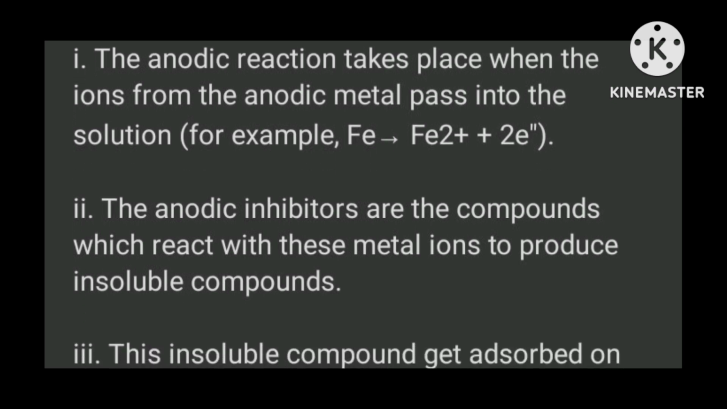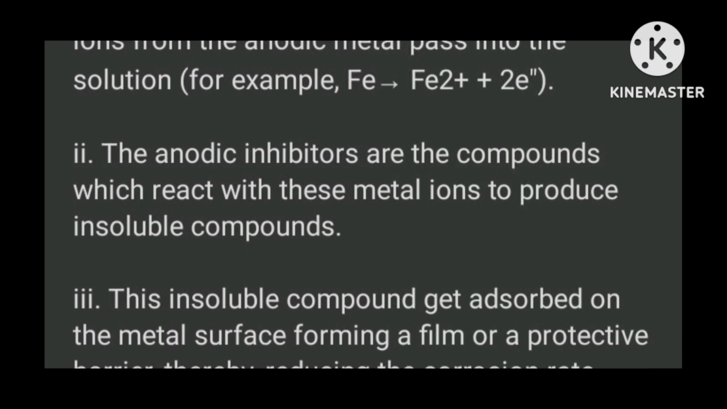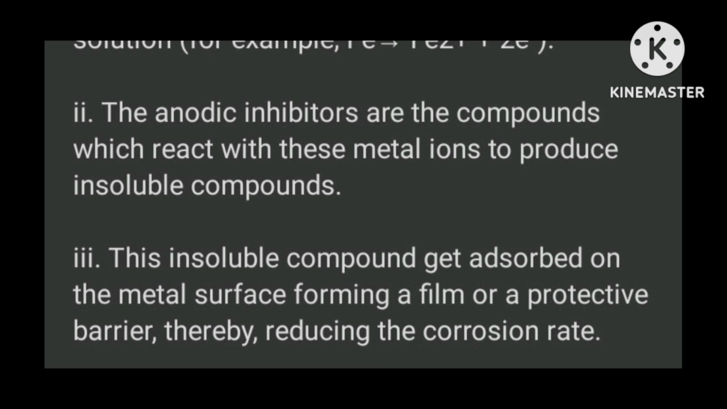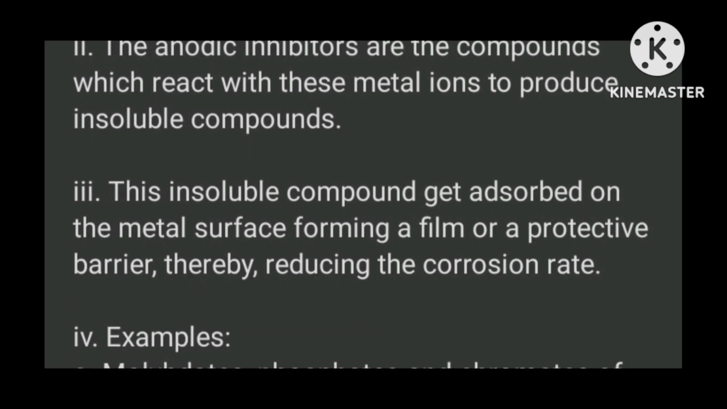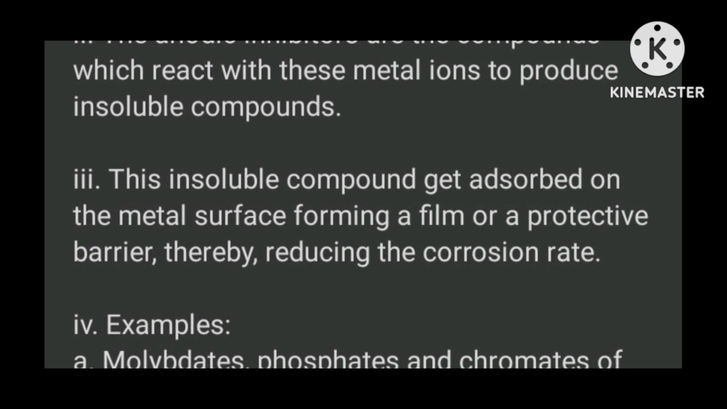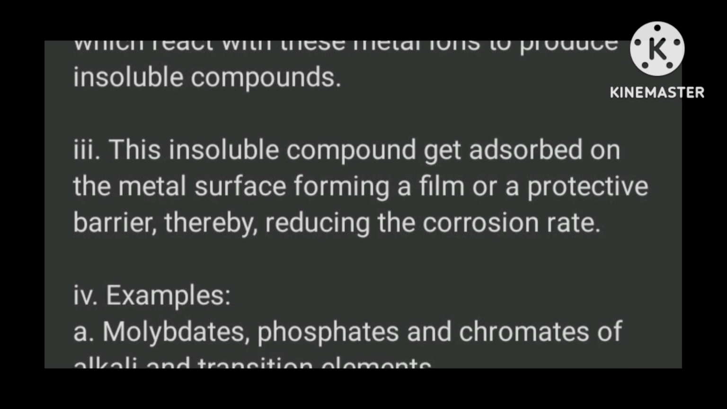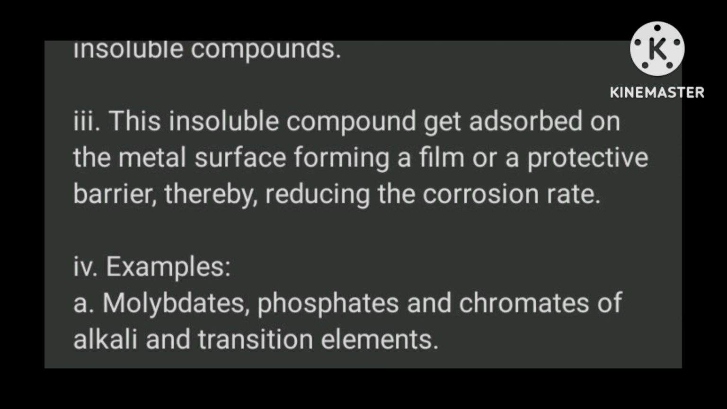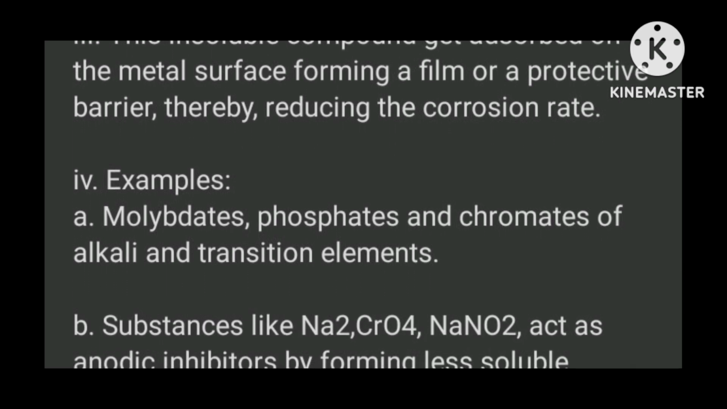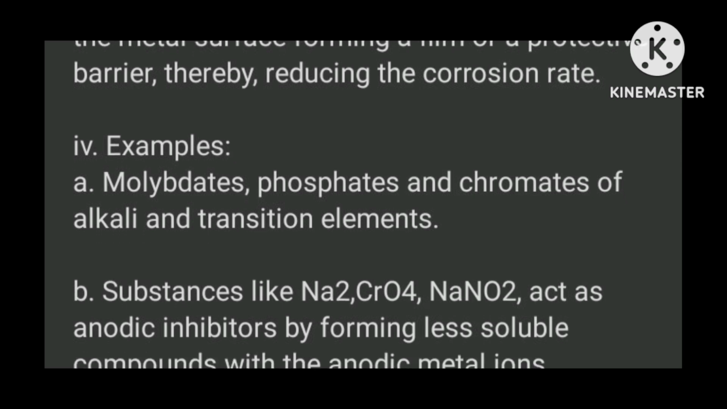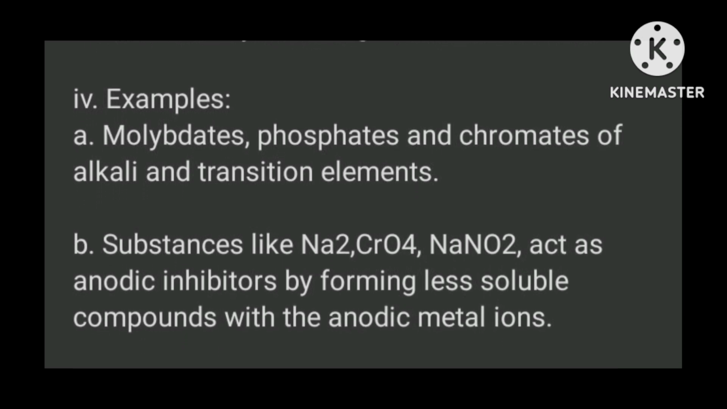Second, the anodic inhibitors are the compounds which react with these metal ions to produce insoluble compounds. Third, this insoluble compound gets adsorbed on the metal surface, forming a film or a protective barrier, thereby reducing the corrosion rate. Fourth, examples: A. Molybdates, phosphates and chromates of alkali and transition elements.